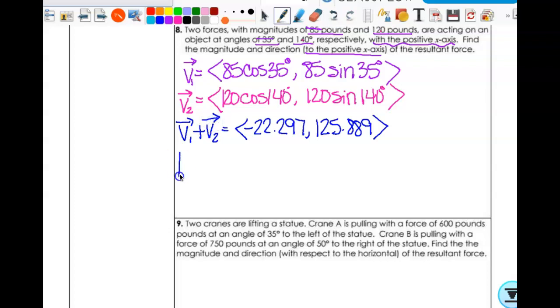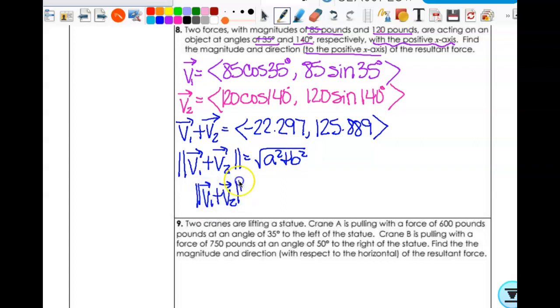All right, so once you do that, then I want you to find the magnitude of your new vector. This is going to be the square root of a squared plus b squared. And then I want you to find alpha and stop with alpha because we're going to need to talk about it.